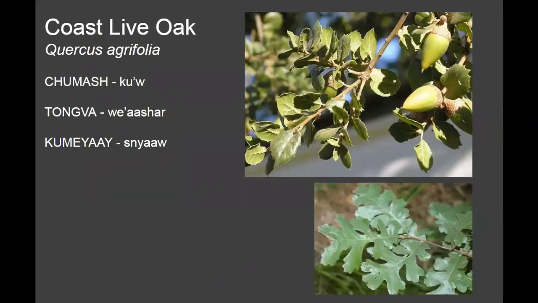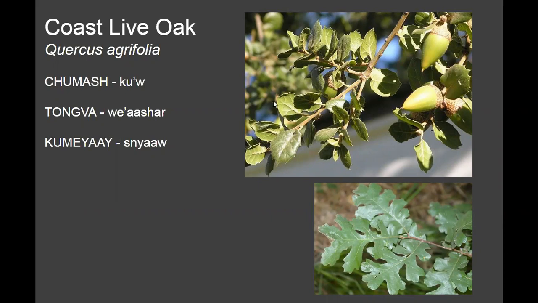Coast live oak. So we have two main species of oak that we have in the Santa Monicas, valley oak and coast live oak. And the way to differentiate coast live oak is that it's an evergreen. So that means it keeps its leaves throughout the year. They're thick, they're glossy, they're dark green, they're oval shaped.